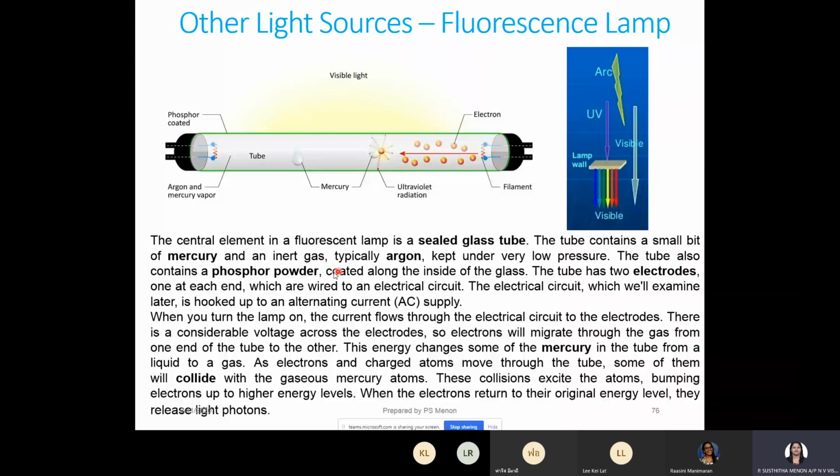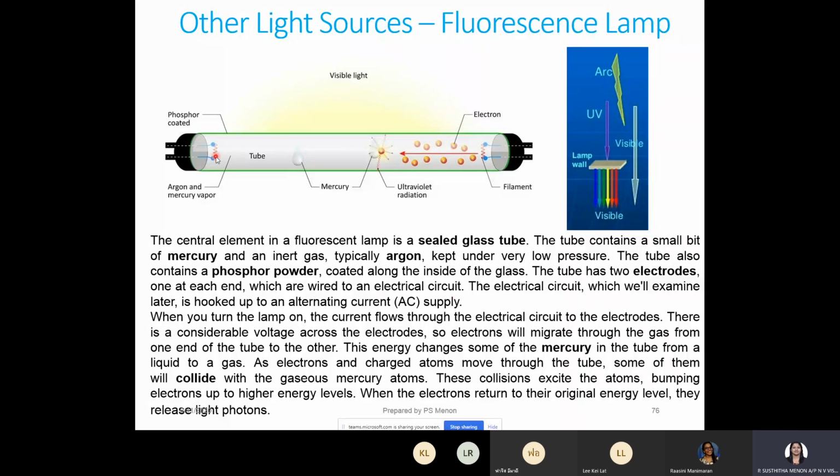So the tube also contains phosphor powder. All right, over here it's covered with phosphor. And the tube has two electrodes. So there's two electrodes over here and there's two electrodes over here. So they are wired to an electrical circuit. Of course, you switch on, current flows through here. And what happens is electrons will start flowing from these two electrodes.